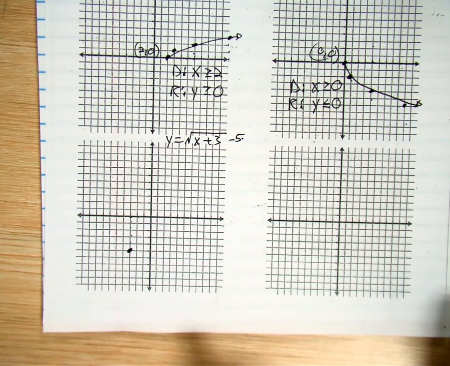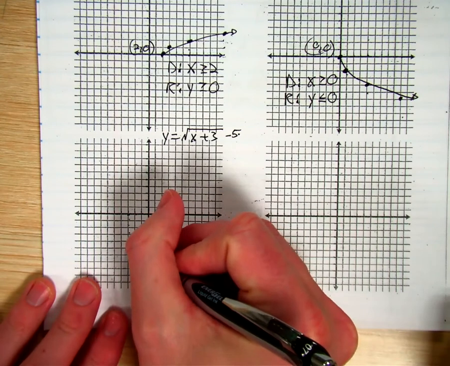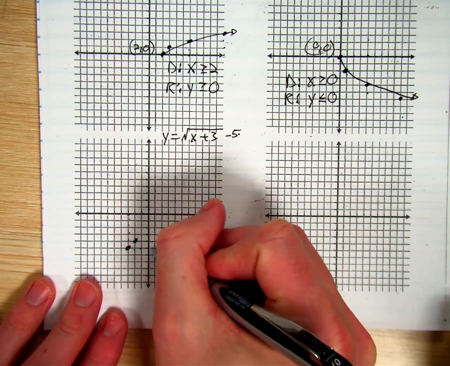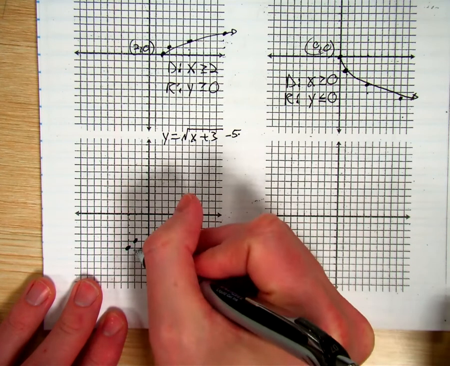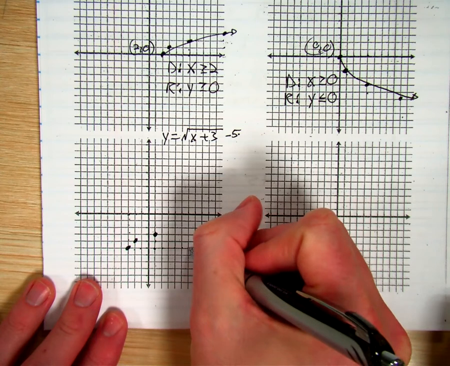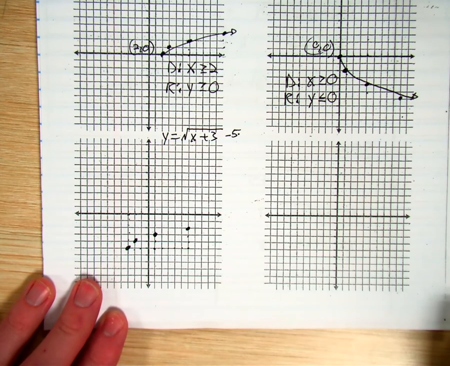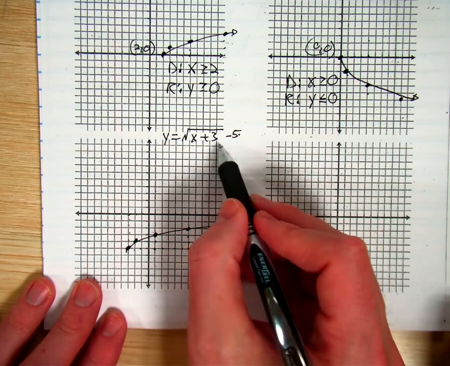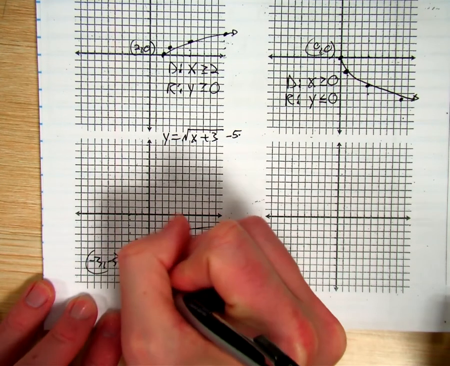No multiplier on the front, so it's just a normal pattern. Over 1, square root of 1 is 1. Over 1, 2, 3, 4, the square root of 4 is 2, up 2. Over 4, 5, 6, 7, 8, 9, the square root of 9 is 3. 1, 2, 3. Okay, there's our graph. We started at where? 3 over, 5 down. That's negative 3, negative 5.